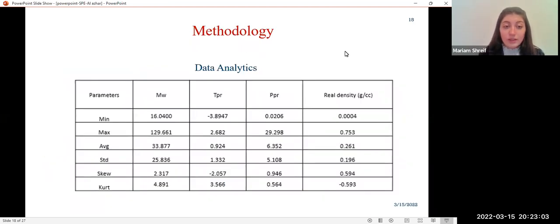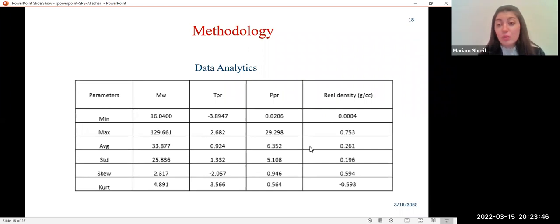For the data analysis, we calculated the minimum, the maximum, the average, the standard deviation, the skewness, and the kurtosis. Just as a reminder, the skewness is the measure of symmetry, or more accurately, the lack of symmetry. For the kurtosis, we're measuring how heavy tailed or how light tailed the data is with respect to a normal distribution.